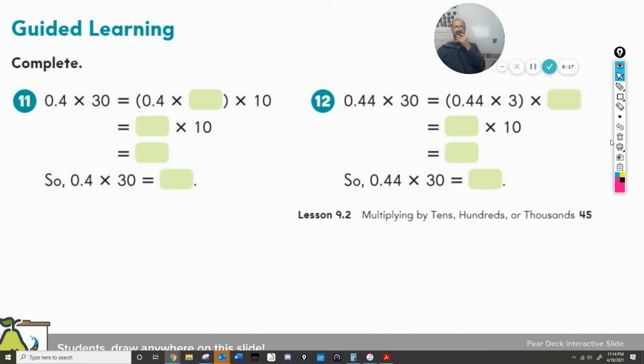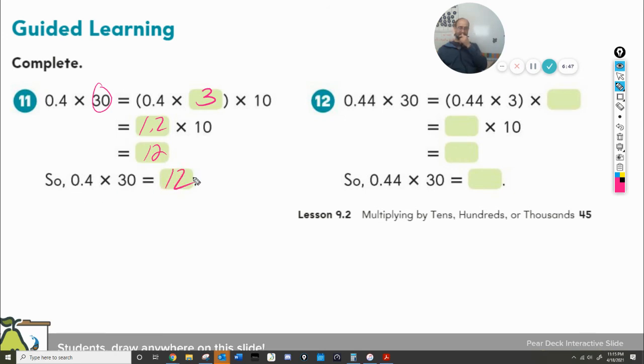Okay. Based on that, see if you can fill this chart out. Pause it, and I'll start in 3 seconds. 2 seconds, 1 second. Okay. So what they're doing is they're breaking this 30 into 3 times 10. And then 4 tenths times 3 is 12 tenths, times 10. Move your decimal 1 spot, and you get 12. So 4 tenths times 30 is 12.